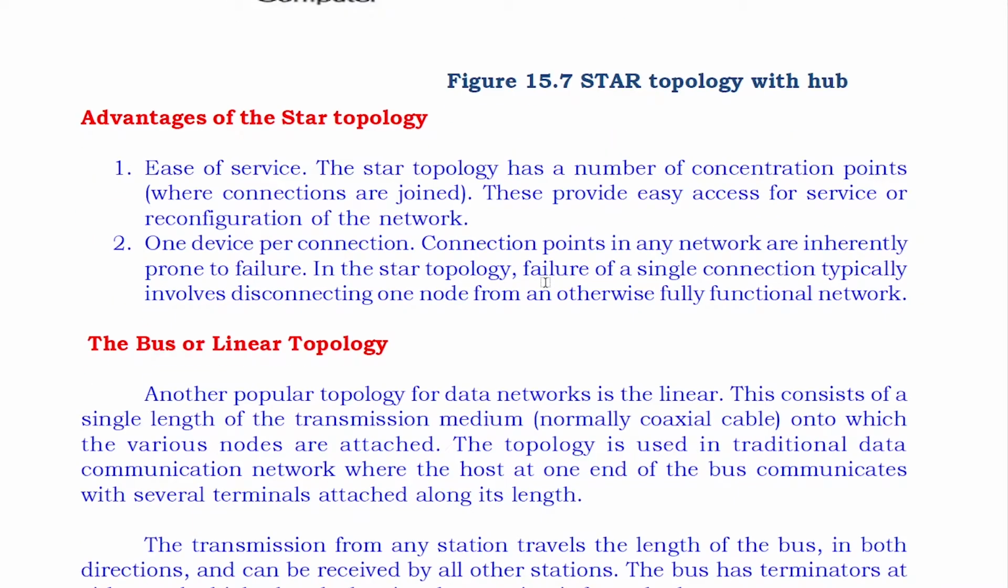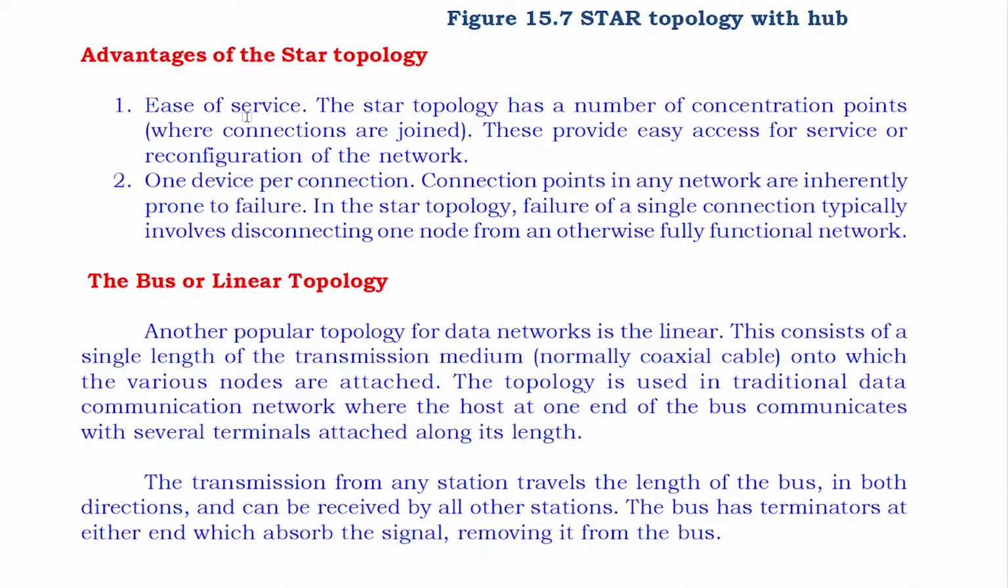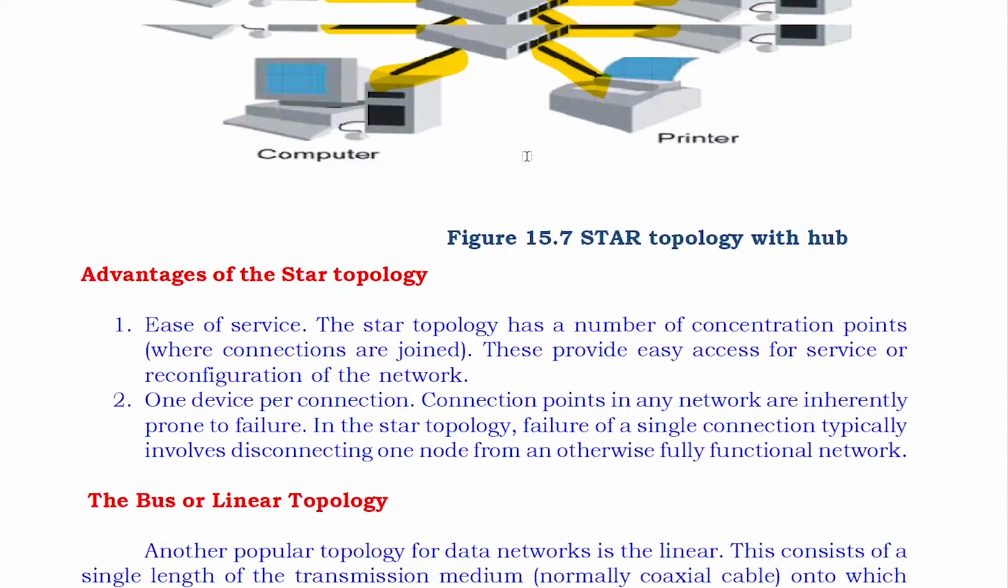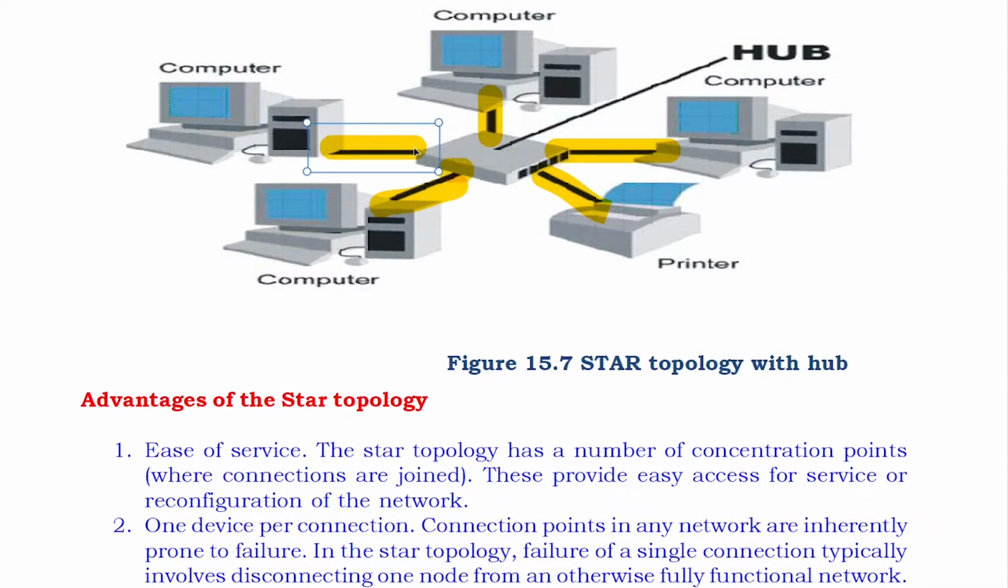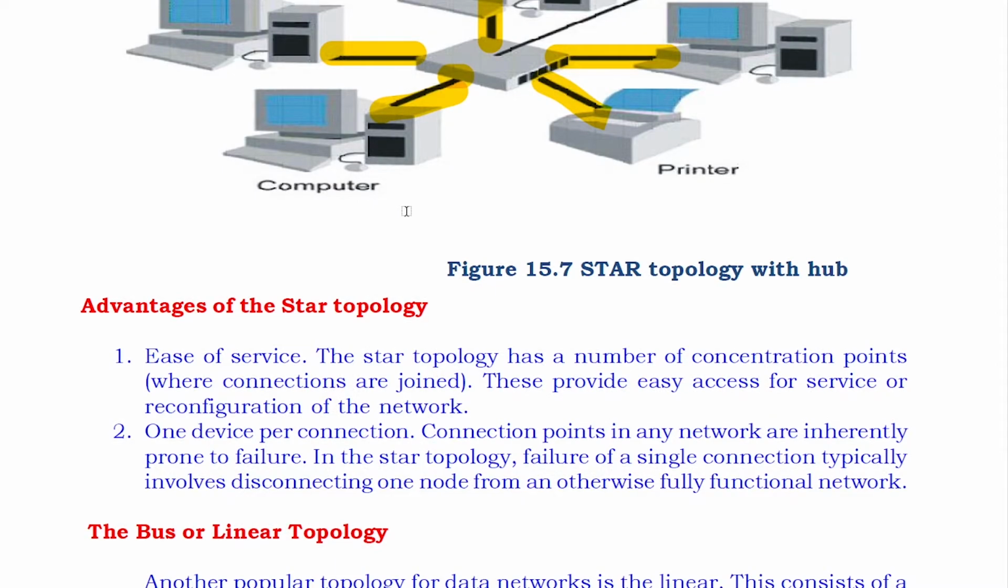The advantage is ease of service. The star topology has a number of concentration points where connections are joined. These provide easy access for services or reconfiguration of the network. You can see here, these are the points. Here you can have a number of points where you can easily modify or reconfigure or connect other computers, like this you can form one more. So this becomes easier. So ease of service. Maintenance of such computer networks is easier.